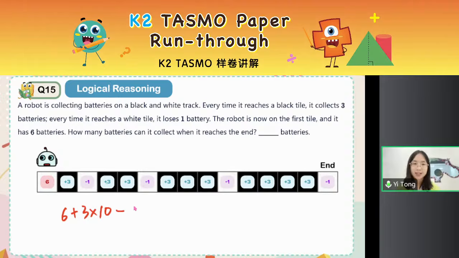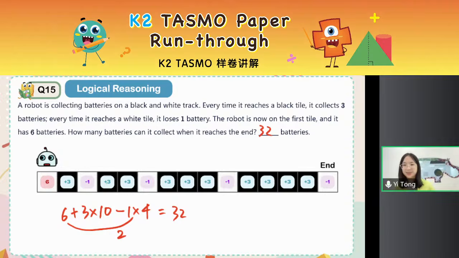And how many times did I minus? 1, 2, 3, 4. So we can minus 4. And what do I get? We can use 6 minus 4 and 2. And 30 plus 2, 32. My answer, 32. Yes, the robot collected all the batteries.